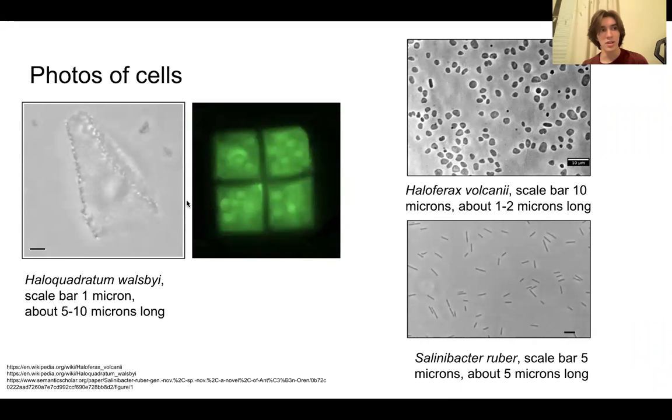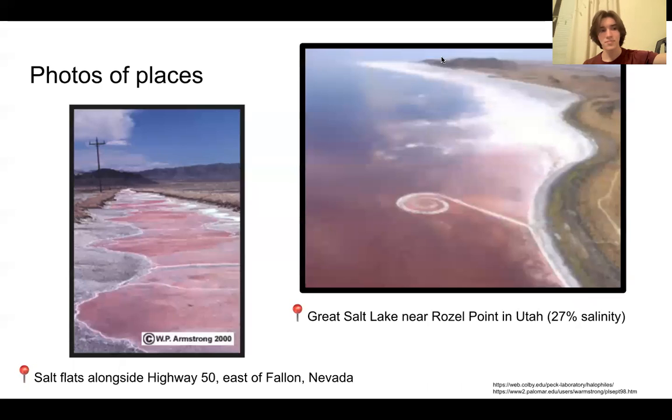Haloquadratum walsbyi to the left is one of the most dominant halophiles in nature. It is one of the larger halophiles and can uniquely grow in a square shape. To the right is Halopharax vulcani, which is a smaller common halophile. Below that is Salinibacter ruber, which is actually a bacteria that can also grow in hypersaline environments.